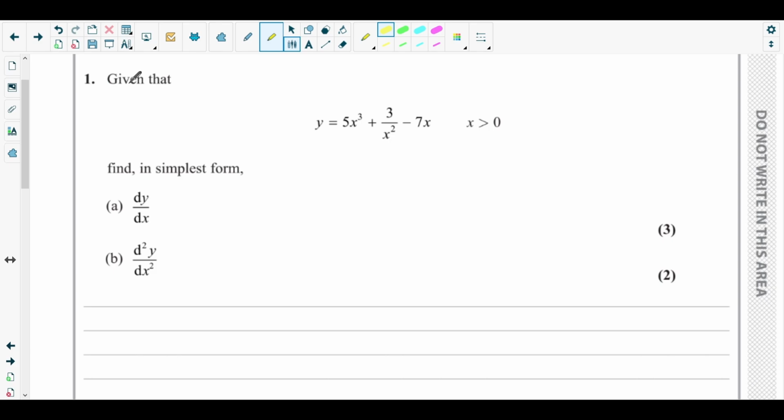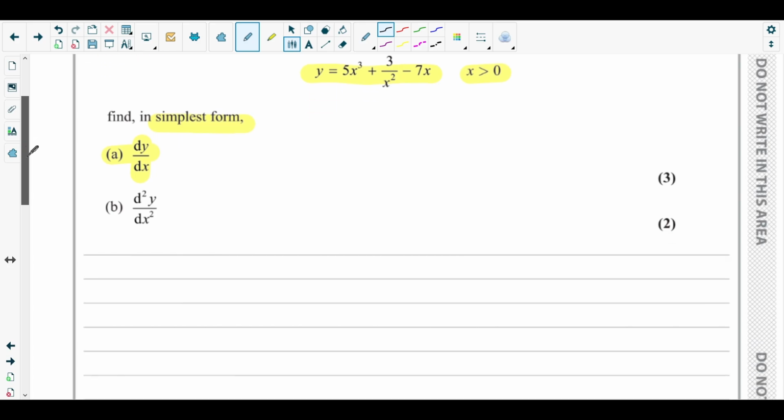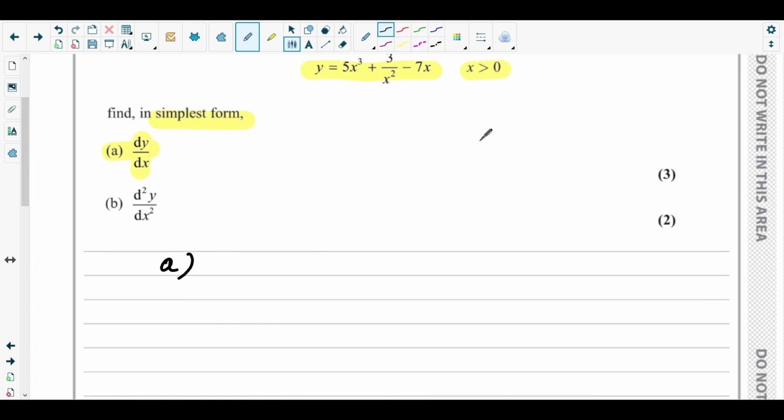Here the question says, given that y equals 5x cubed plus 3 over x squared minus 7x, where x is greater than 0, find in simplest form part A, dy over dx. So in part A the question is asking to find the derivative of y. So we just need to differentiate it.